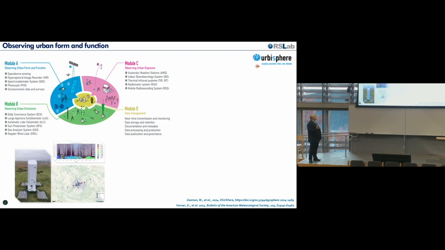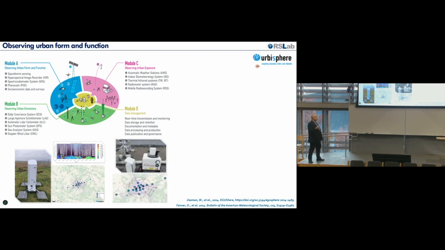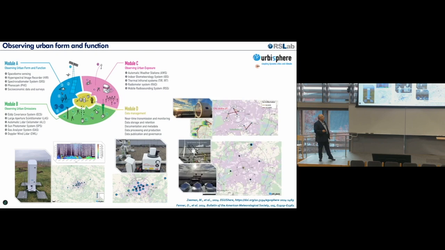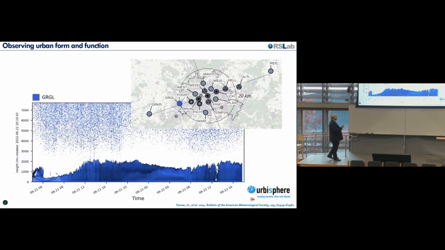So I have put automatic LiDARs and ceilometers that, from aerosol backscatter, can give us the height of the boundary layer, Doppler wind LiDARs that sense the 3D vector of the wind, some trackers for the radiation, and large-aperture scintillometers that sense, at a large area, neighborhood scale, the turbulent sensible heat flux, and typical flux towers. I will give you an example here.